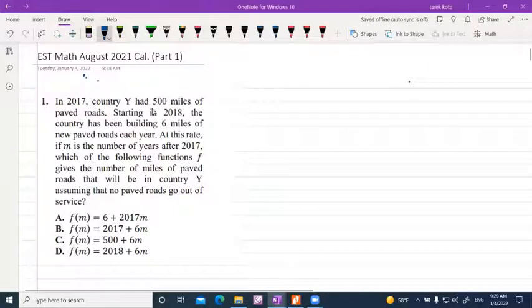Means they started with 500 miles, and then each year they add 6 miles. So the answer will be number C, because here we start with 506 miles each year.